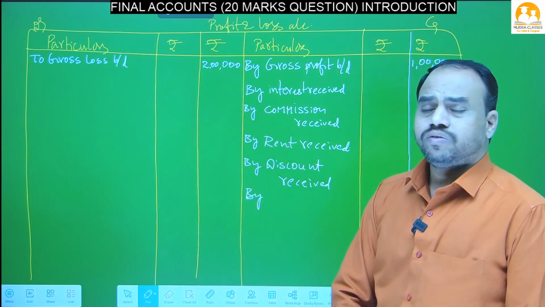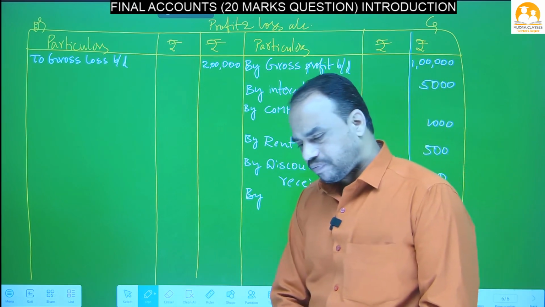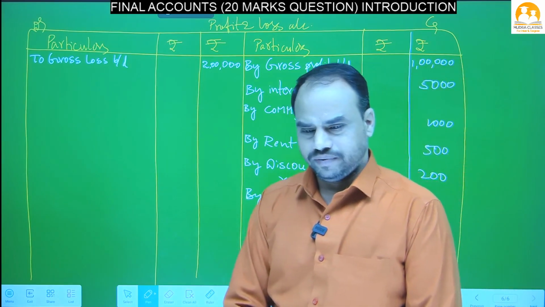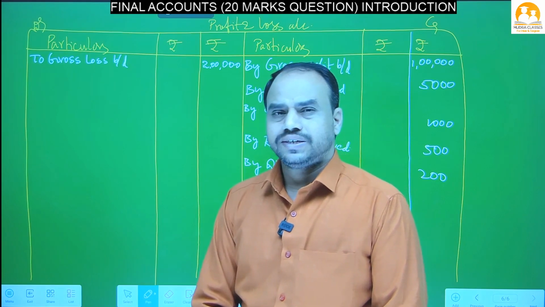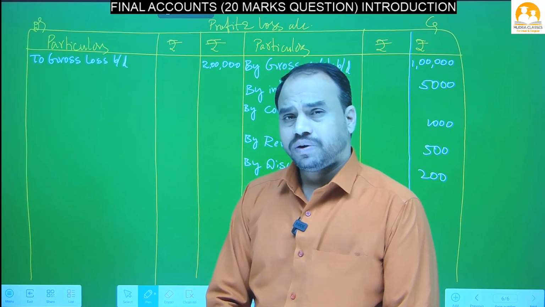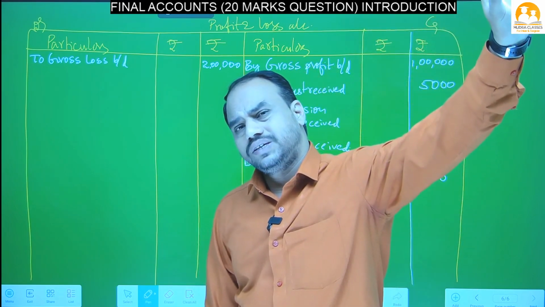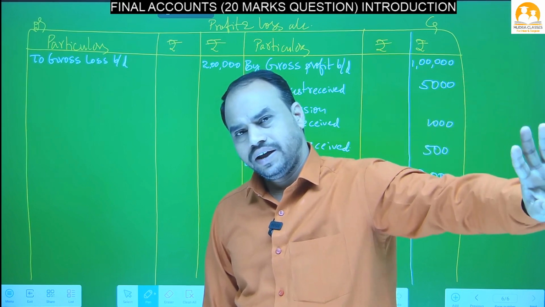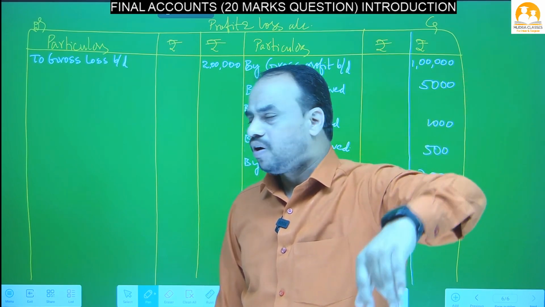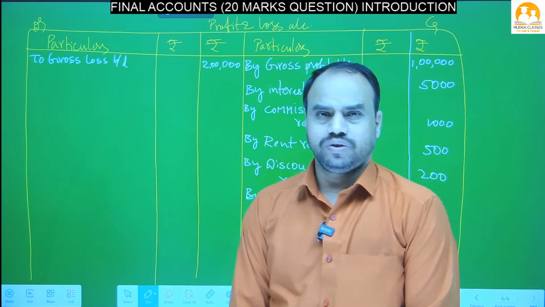Now, what will come on the profit and loss account debit side? Expenses and losses will come. Which type of expenses? In the trading account, whichever expenses we wrote, other than those, all remaining expenses we write on the profit and loss account debit side.